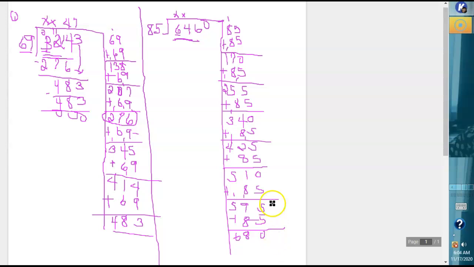So we are going to take 595 here because it is the closest number to 646. We cannot have 680 because it is more. So we are going to take 595. You're not going to include 85 here. So you're going to count how many times you added 85 up to 595. So let's count 1, 2, 3, 4, 5, 6, and 7. So I added 85 7 times. I'm going to put 7 on top of 6.